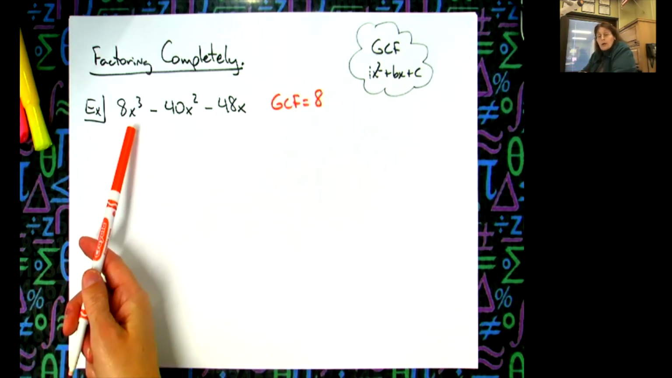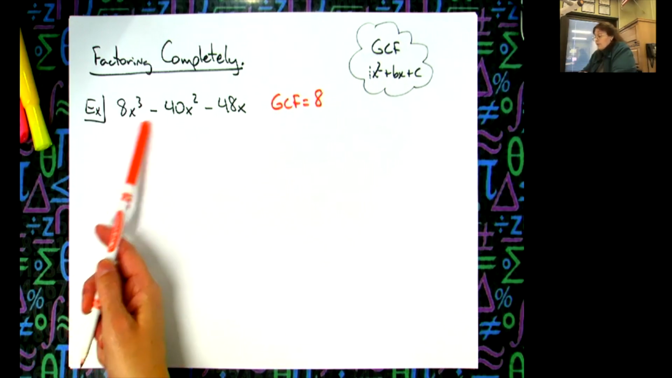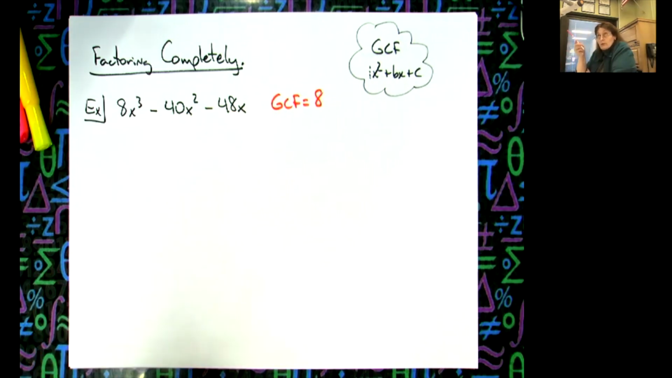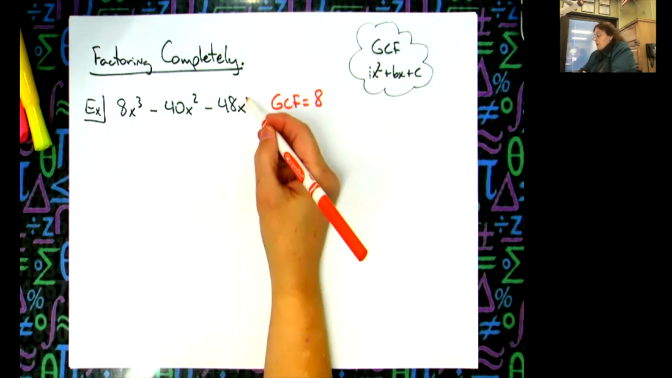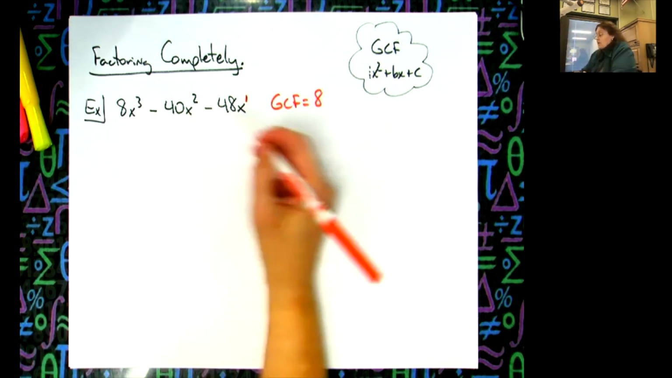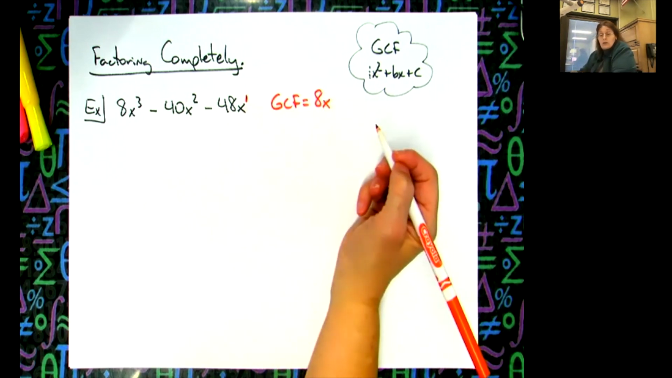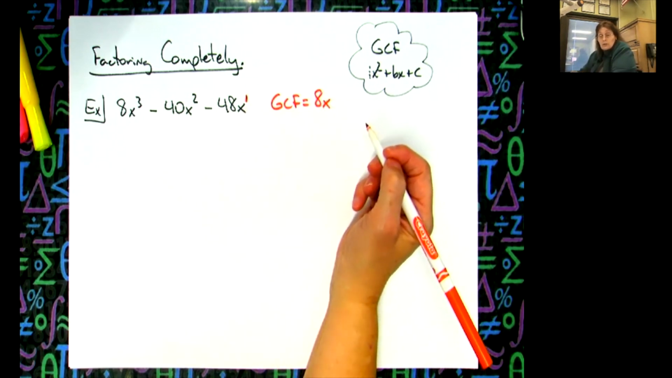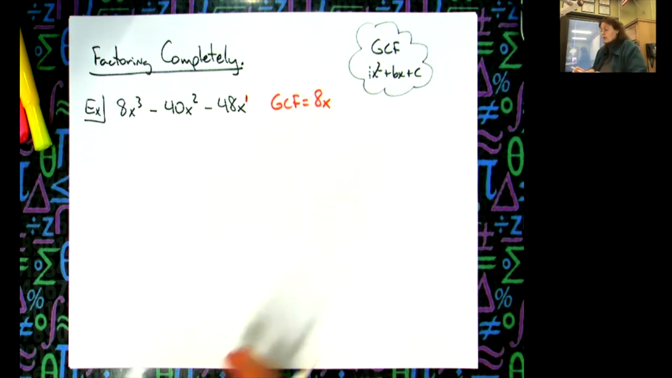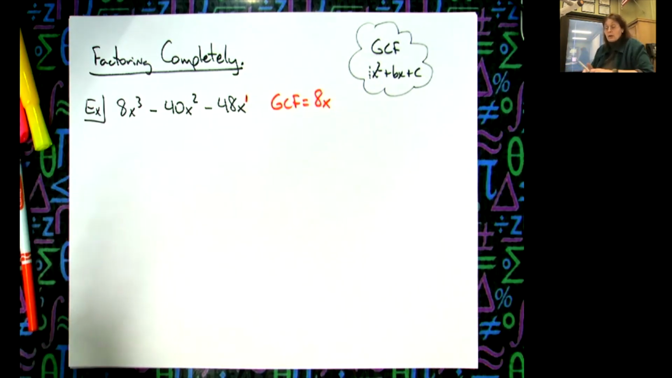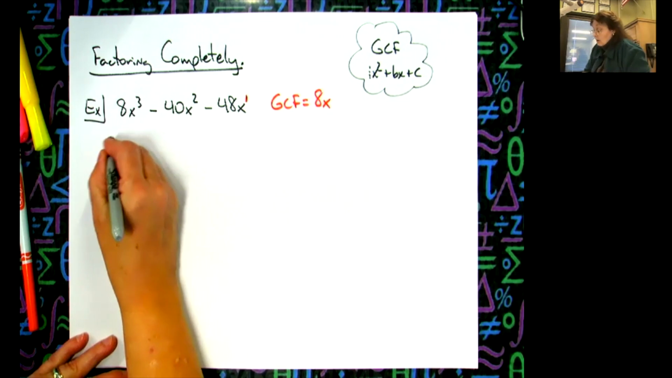Okay, and then at the very beginning, we were looking at the variables as well. And we said the little trick was if it was greatest common factor, then it would be the least exponent. Well, my smallest exponent on my x there is an x to the 1st. So 8x is going to be the GCF, the greatest common factor. Okay, so that's going to be my first factoring step. I'm going to take that 8x out.